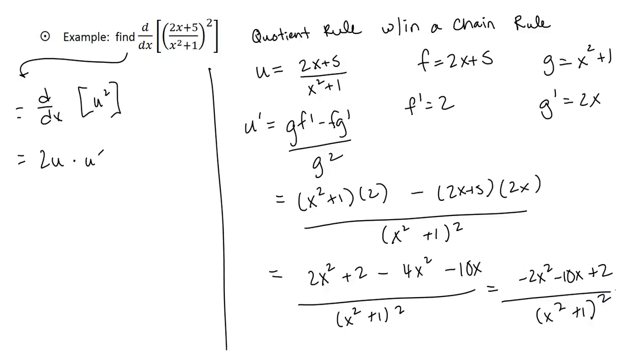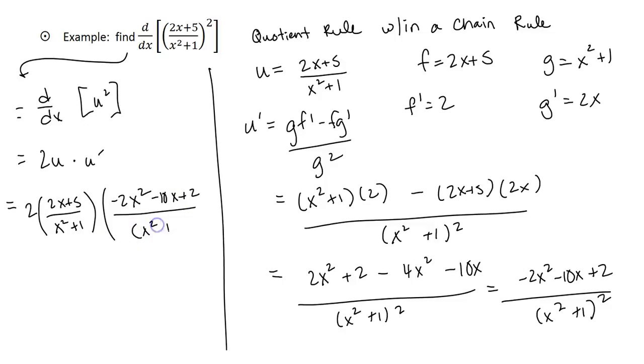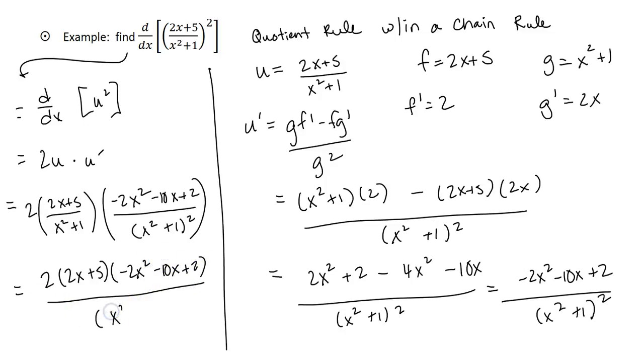So when I come back over here, I'm going to have 2 times u, which was 2x plus 5 over x squared plus 1, times negative 2x squared minus 10x plus 2 divided by x squared plus 1 squared. And you can FOIL all of that out. You don't have to. In this case, I'm actually going to leave it like this. I'm just going to combine the denominator.